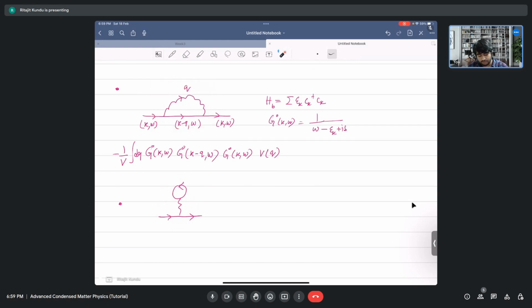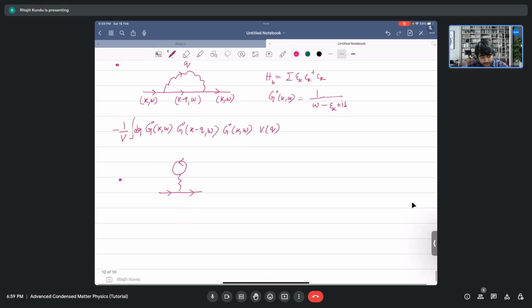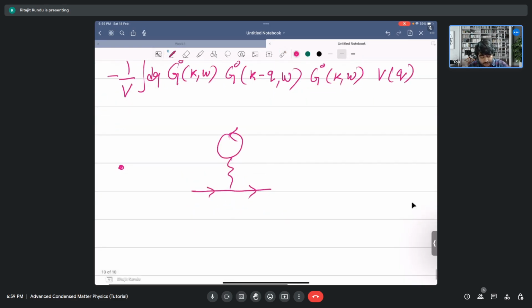Probably we'll talk about it at some point, but let's first look at this. How do you write this? So this line has, let's say, k comma omega, this also has k comma omega, and this has q comma, let's say, some omega. Because I have to conserve momentum at each vertex, this line has to carry a momentum of 0. Okay, there is no other option.